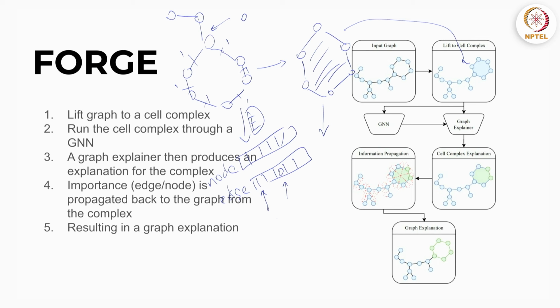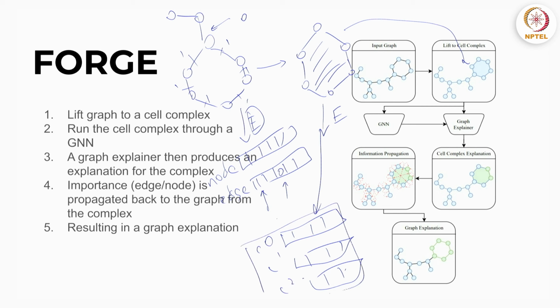So when we pass this cell complex through the explainer, what do we get? We get a cell explanation, which basically means for C0 cells, we have a mask. We can have a mask for C1 cells and C2 cells. Now, how do we go from these cell importances, which are the same 0, 1 importances, to map it back to the graph importance?